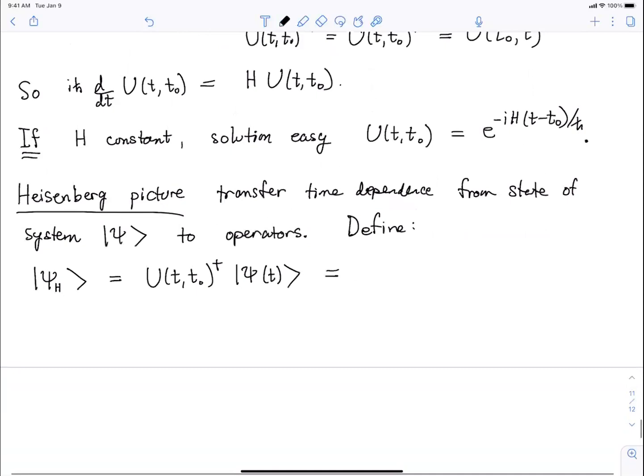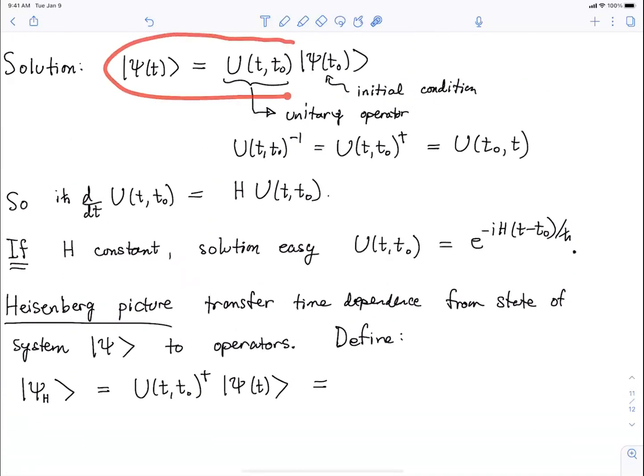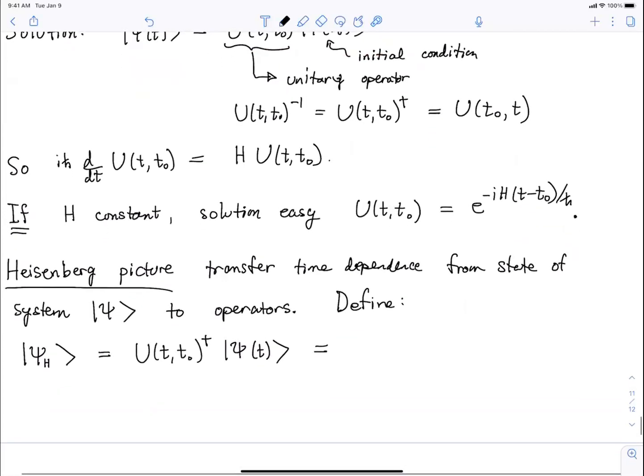Okay, now if we go back up here, we realize that in a way, if we just take U dagger and multiply by this equation, then we will get this with psi evaluated at time t0. So this is psi t0 in the Schrodinger picture. Now, that's a constant in time because it doesn't depend on time. It only depends on t0, which is some reference time. So this is a constant in time.